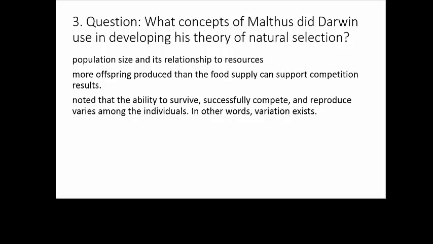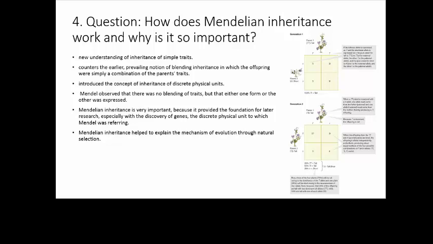Question: how does Mendelian inheritance work and why is it so important? The pea plant experiments conducted by Gregor Mendel provided new understanding of inheritance of simple traits. Mendelian inheritance counters the earlier prevailing notion of blending inheritance, in which the offspring were simply a combination of the parent's traits. Mendelian inheritance introduced the concept of inheritance of discrete physical units.